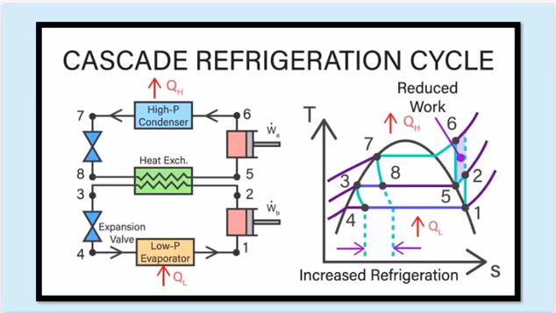This is because the high-pressure cycle can operate at a higher temperature, which reduces the amount of energy required to cool the space or product. The system is designed to minimize work needed while maximizing refrigeration.